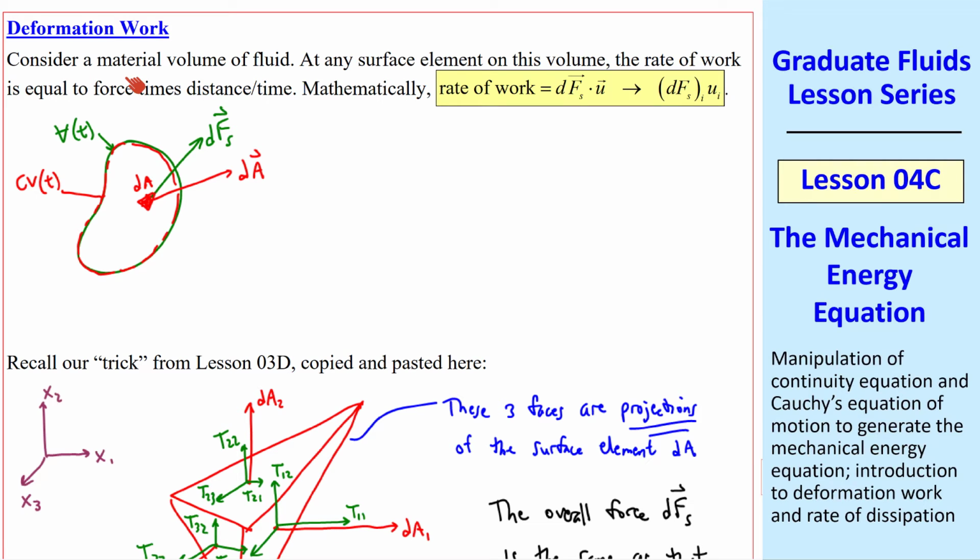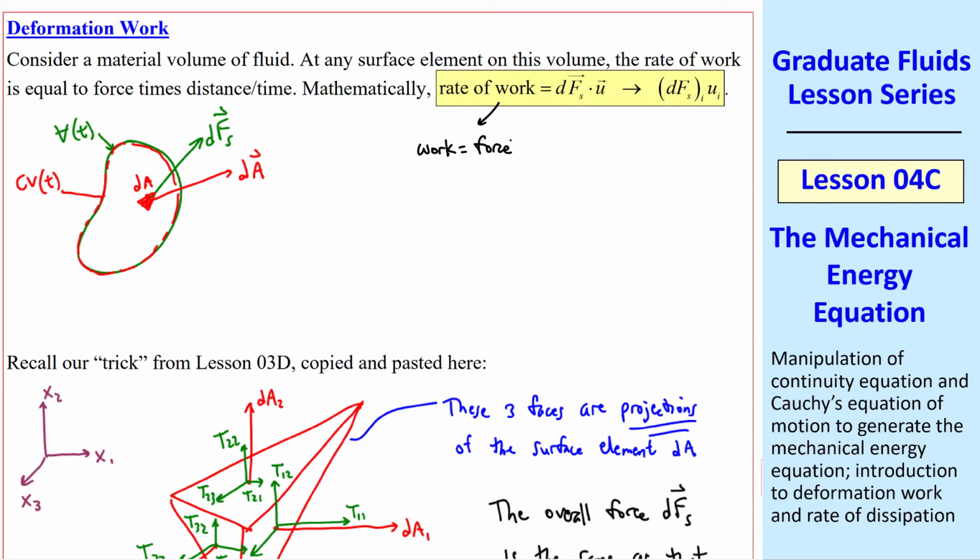Going back to a previous lesson, we consider a material volume of fluid, which I call a potato here, with some triangular surface element dA. This is vector dA. This is the control volume, and this is the material volume, which happen to be at the same place. They're coincident at this time t. We also have some element of force, dFs, in some direction acting on this surface element dA. The rate of work is this vector dFs dotted with u, or dFs sub i ui in tensor notation.